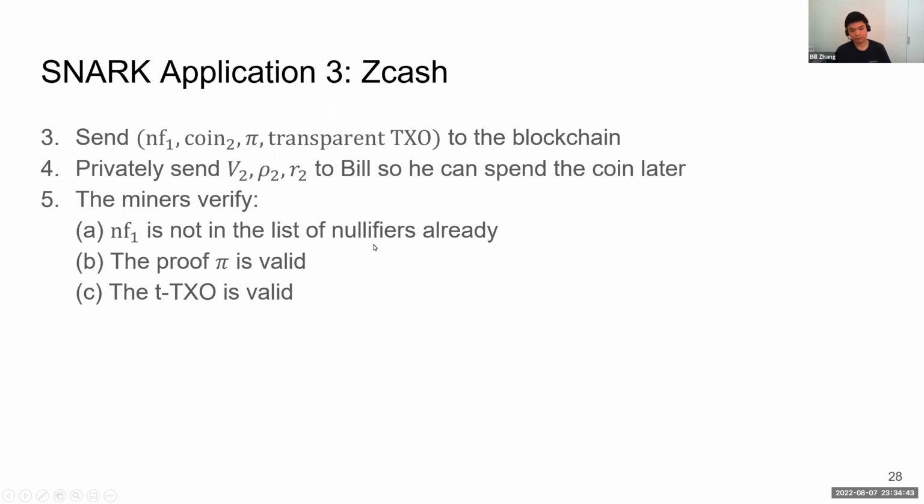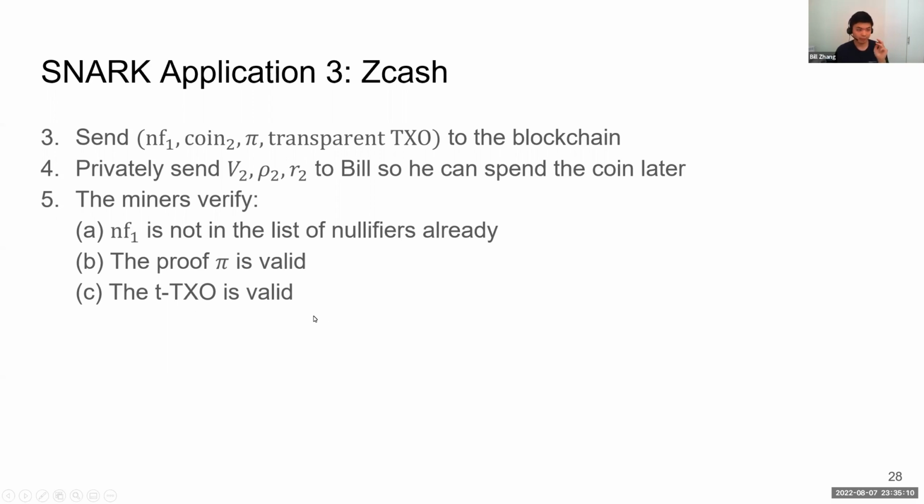The second thing the miner will verify is that the proof is valid. So basically that the coin was generated correctly, the hash was generated correctly, that the coin exists in the tree, all the values sum up from the inputs to the outputs, and that all the values are non-negative, all those things. The proof will prove those things. And then finally, the miner will check that the transparent transaction part is valid, just like it would on the Bitcoin blockchain.